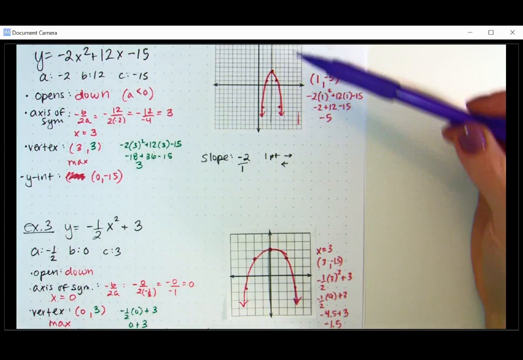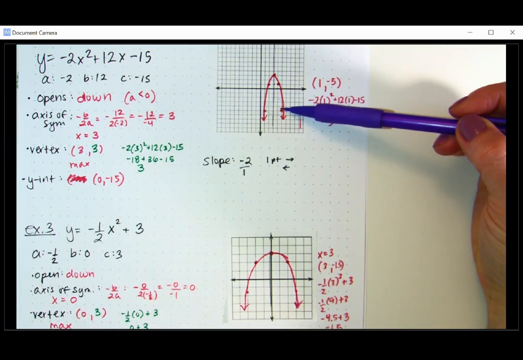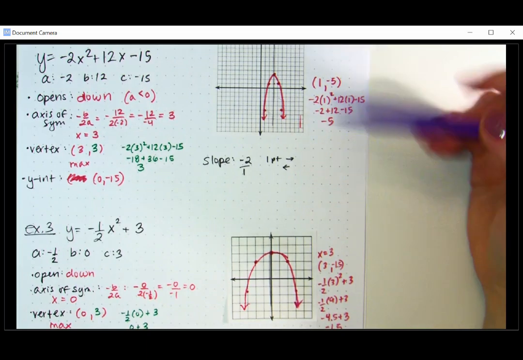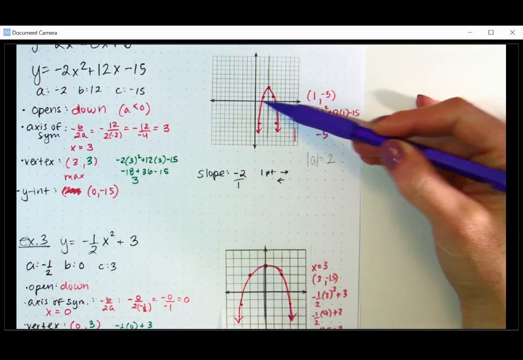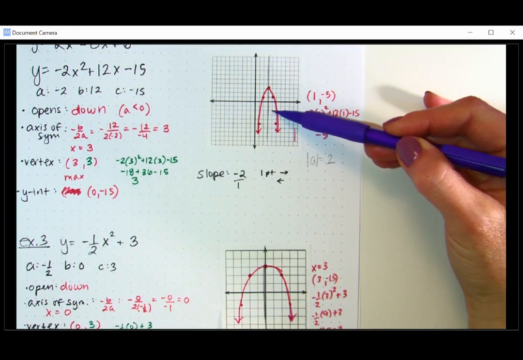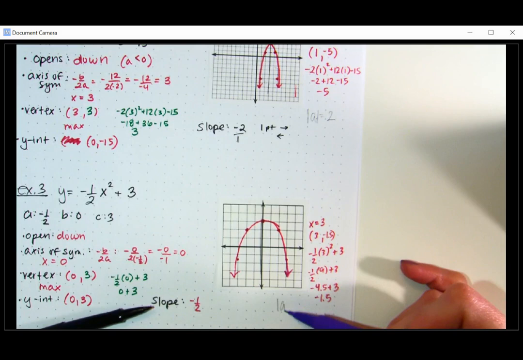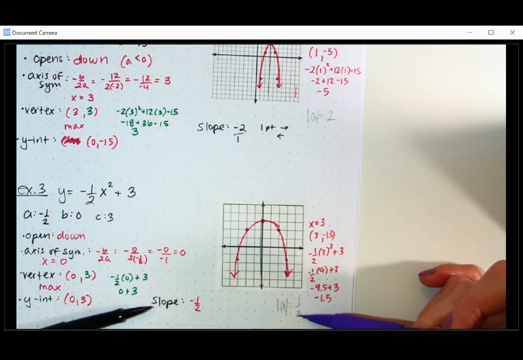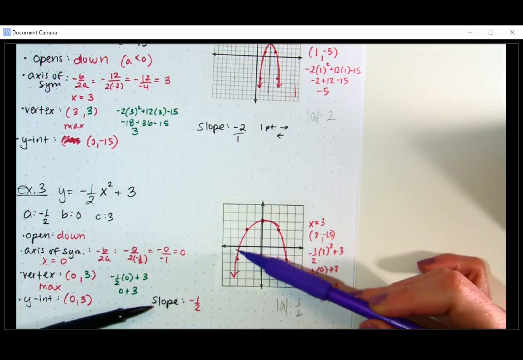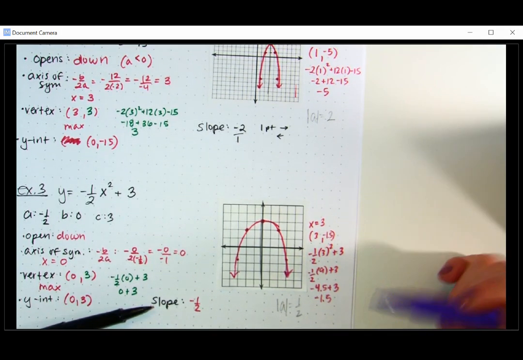Okay, so in this case, our A was -2, so the absolute value of our A was 2, which means I have a stretch situation. Here, my A was -1/2. The absolute value was 1/2, which is less than 1, so I get this widened parabola. Okay, so those are things you should notice as well.